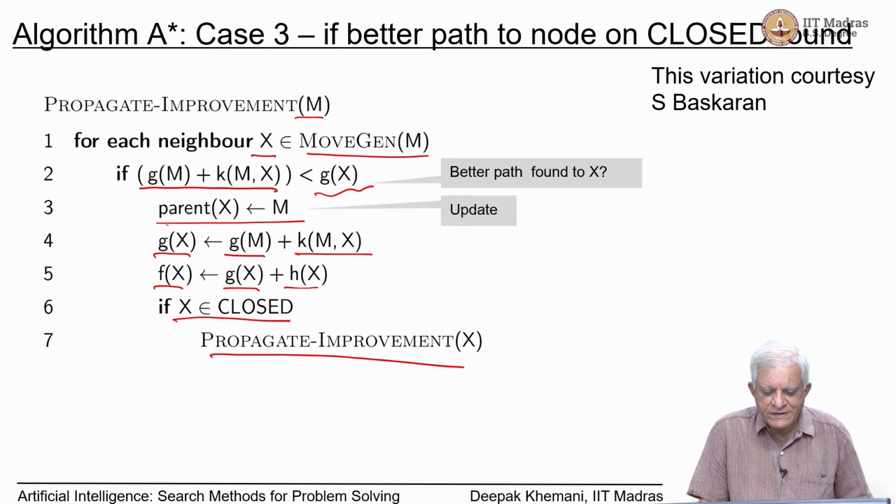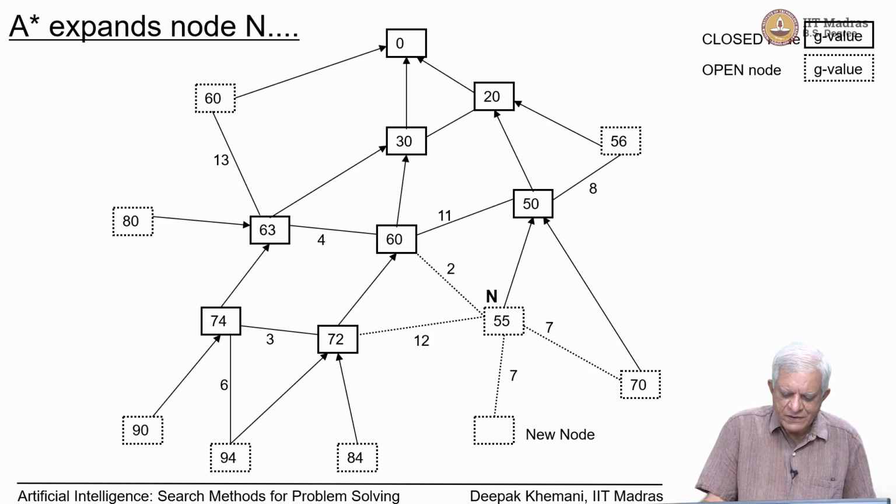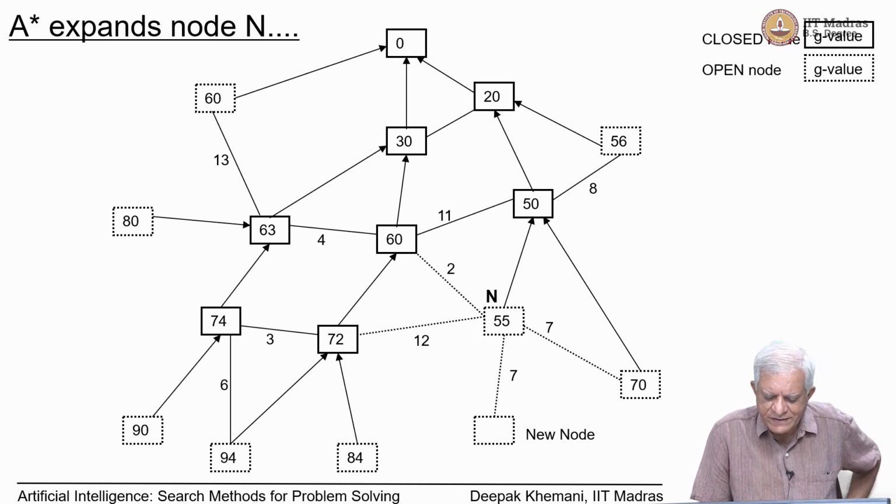Okay, so we have discussed this. If we have found a better path to x, x may be on closed or it may be on open, but if it is on closed, then you recursively propagate the improvement to the children of x. So, here is a small example which illustrates this.